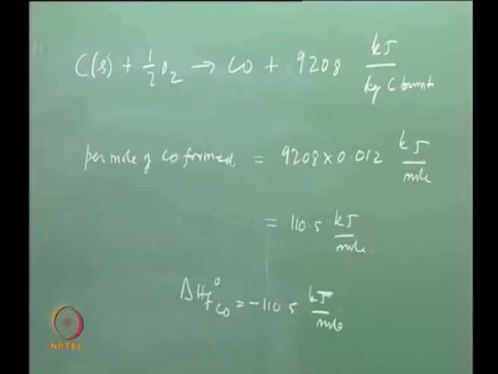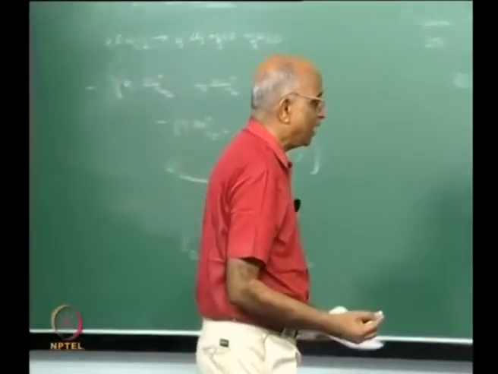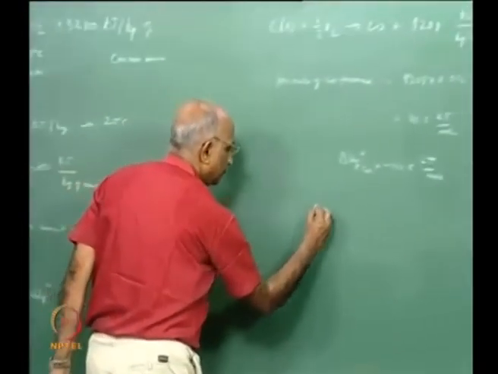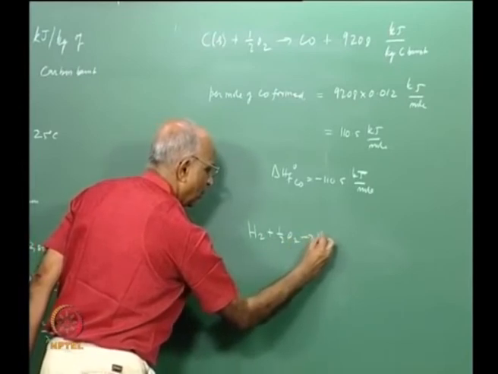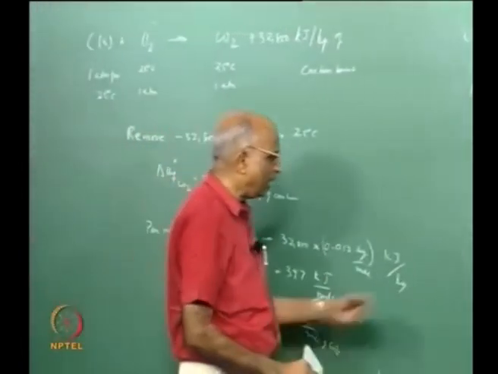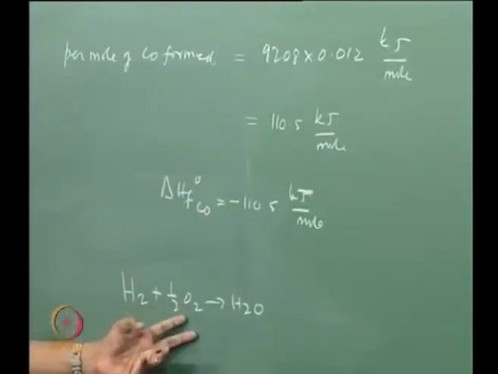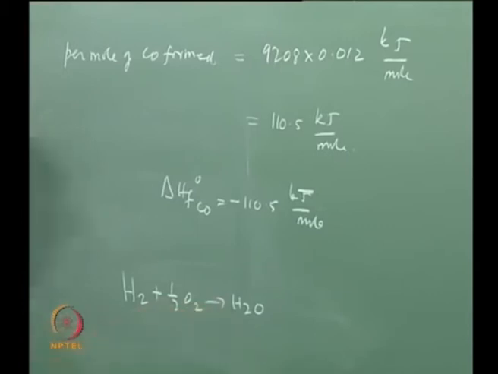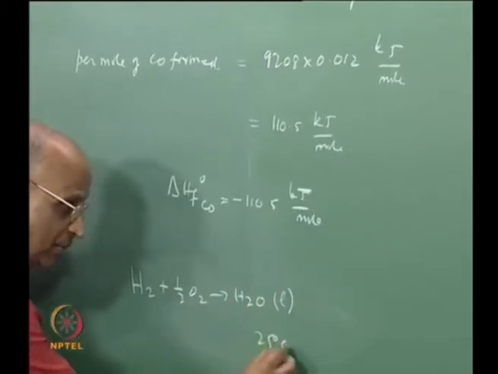You know, this is how hydrogen and oxygen form water. We have hydrogen plus half oxygen giving you H2O. Why I take this example is that hydrogen is an element gas at 25 degrees, oxygen is a gas at 25 degrees, but water should be a liquid at 25 degrees, same standard condition.